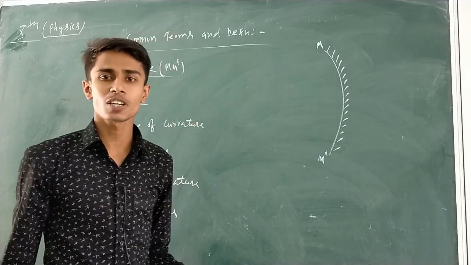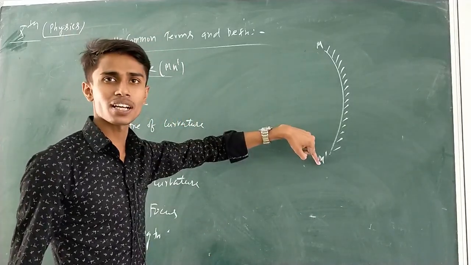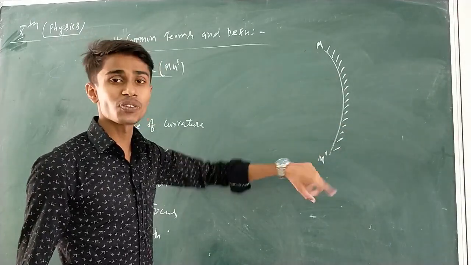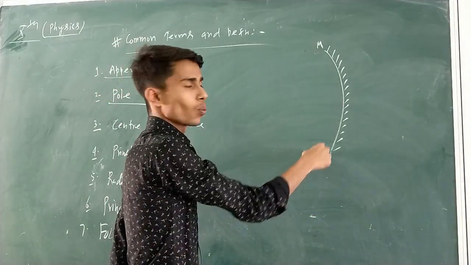The length of the reflecting surface of the mirror is called aperture. M to M dash is the reflecting surface of the mirror, and this is what we call aperture. How could you define aperture? The angular distance between two end points of the mirror is called aperture. The angular distance between two end points. What are the two end points?